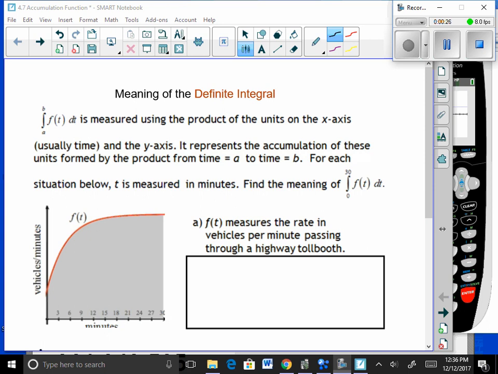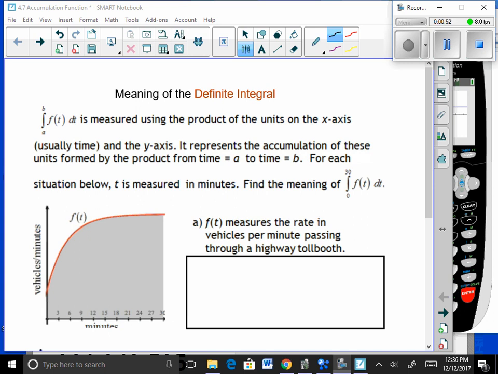Down here the graph in red, that's your f of t function. From a to b, whatever x value to y value they give you, is measured using the product of the units on the x-axis, usually time, and the y-axis. So on this one, it's saying that the y-axis is vehicles per minute, and the x-axis is in minutes. So when you do an antiderivative, we know it's found by calculating the area under the curve.